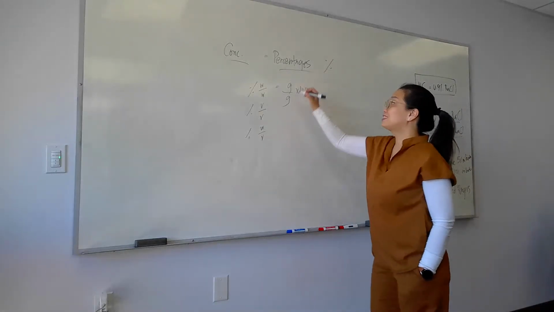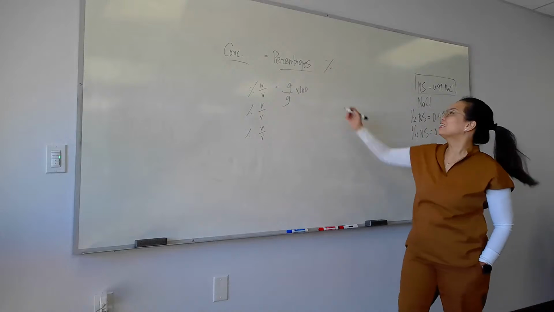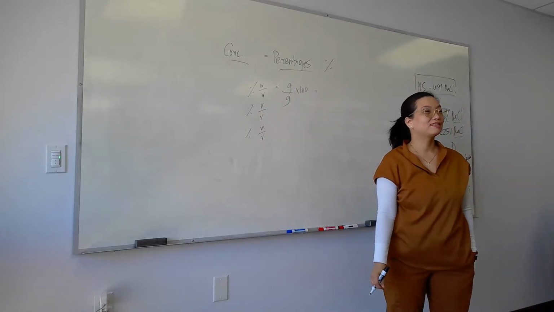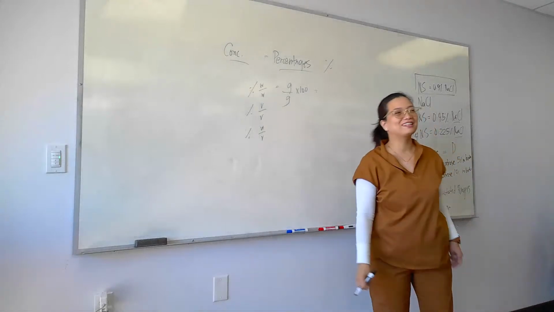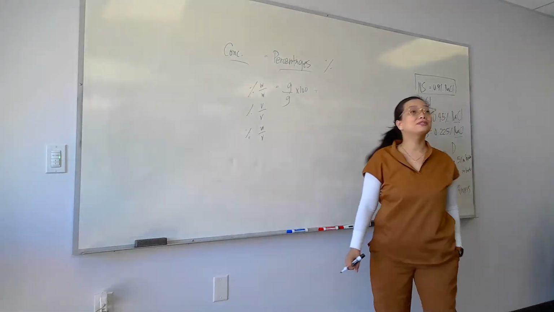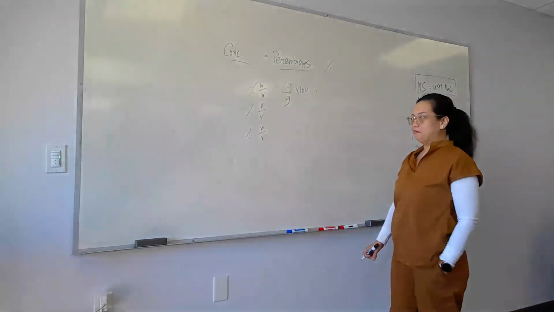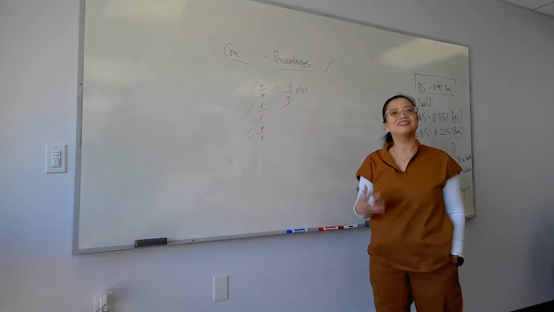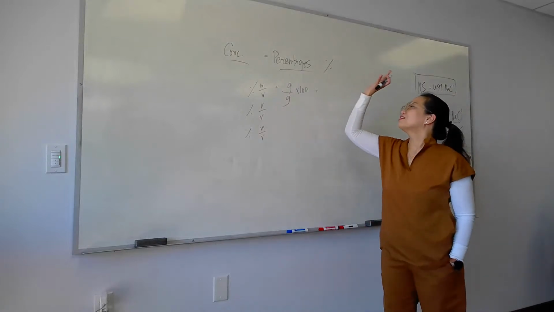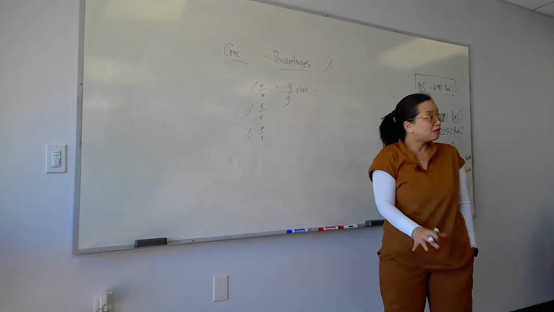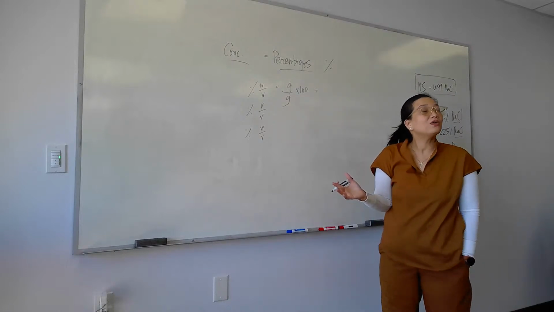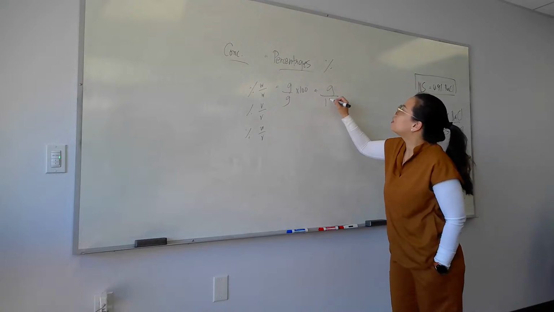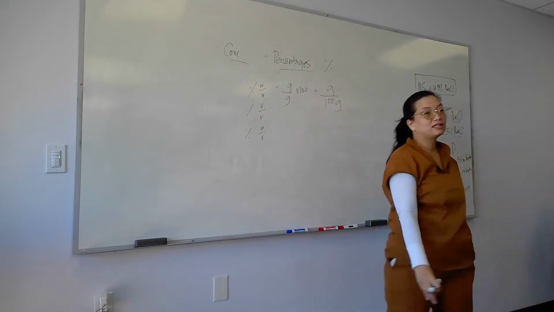So grams over grams times 100. Grams over grams times 100. That's how you calculate percent. Agree? Or it can be, which will come in handy, grams over 100 grams.